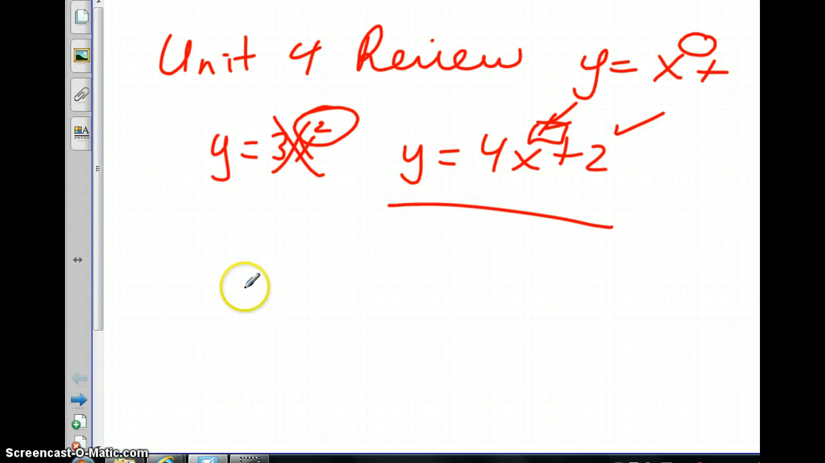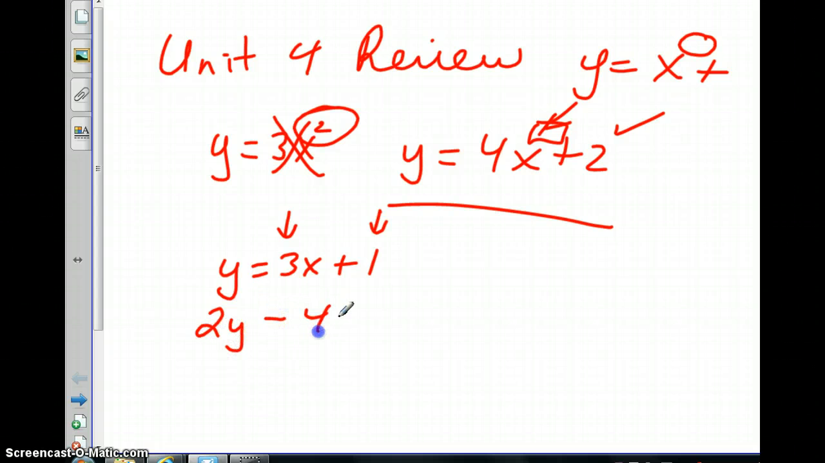Other things like this, if I asked you this, what is the slope of this guy? I'm sure you could figure that out. Okay, 3x plus 1. There's your slope. There's your y-intercept. Simple stuff. If I ask you what's the slope of this guy, let's do that for fun. What's the slope of this?